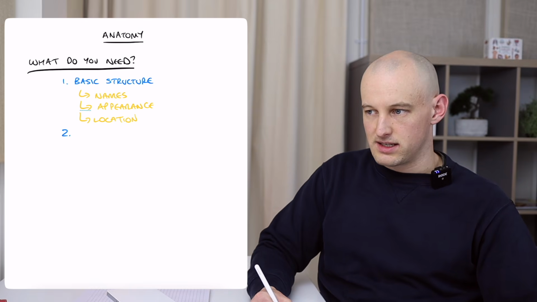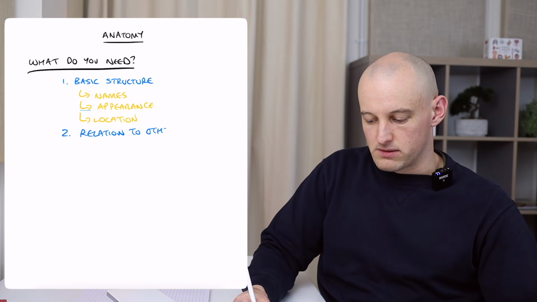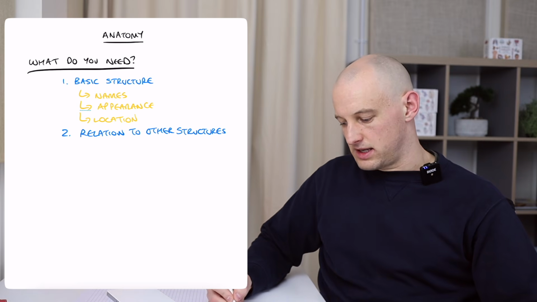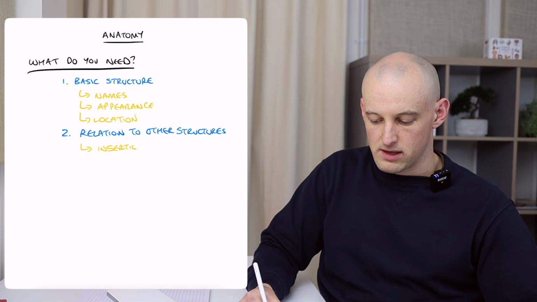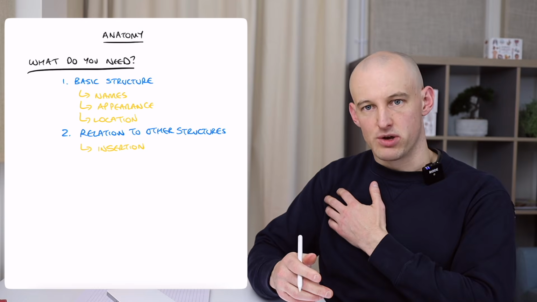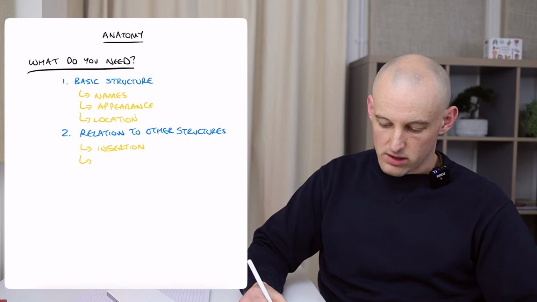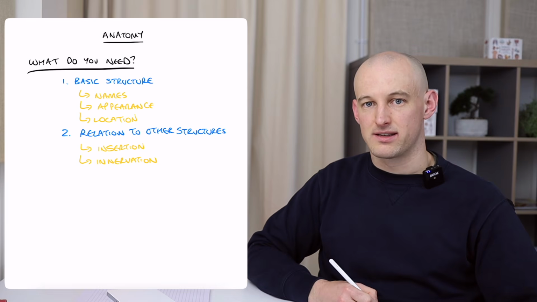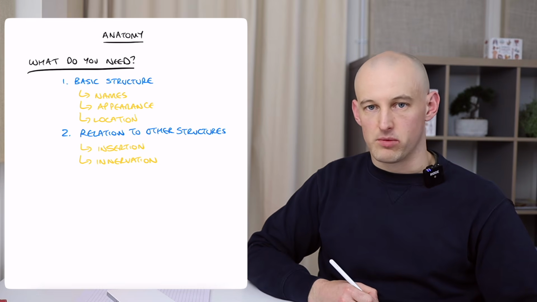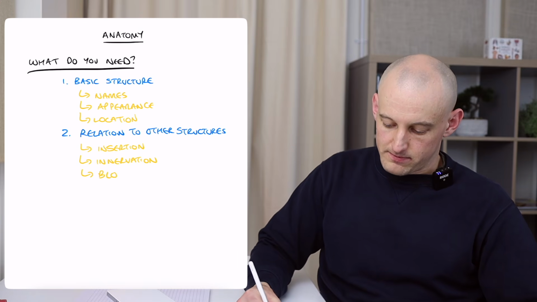The second thing is you need to know the relation to other structures. What do I mean by this? Well, for example, if it's a muscle, it would be the insertion point. So where does that muscle insert into the bone? If it's a muscle or any kind of organ, what's the innervation? What nerve supplies that muscle or organ? And what's the blood supply?